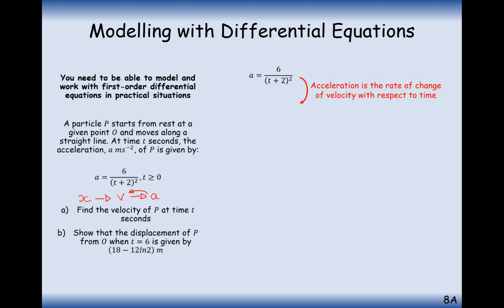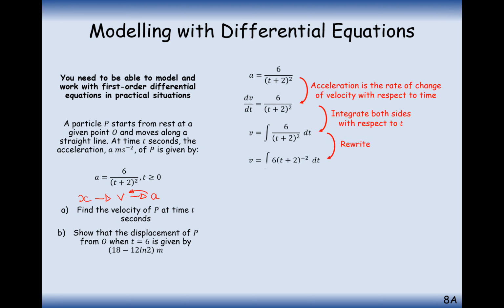Acceleration is the rate of change of velocity with respect to time, so acceleration is the velocity differentiated. To get back to the velocity, we need to integrate it. So integrate both sides, and you could think of this as separating the variables, taking the dt onto the other side. When you integrate a derivative, you just get back v, and then you've got the integral of this expression here, which is going to be integrated by a little substitution.